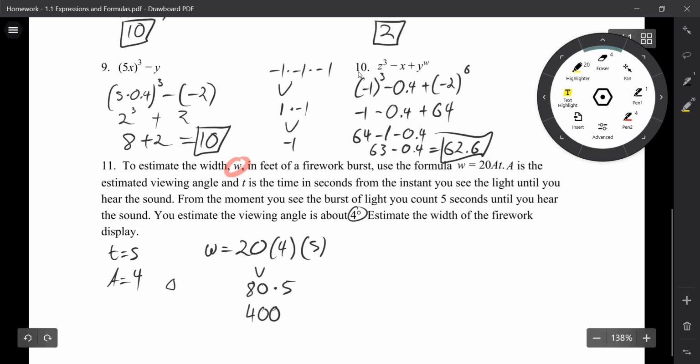We want to make sure that for word problems like this, we're writing in the units. So what we're looking for here is feet. So the firework is going to be this many feet wide. So estimate the width. So 400 feet. That is what we're looking for in word problems. Got to include those units.